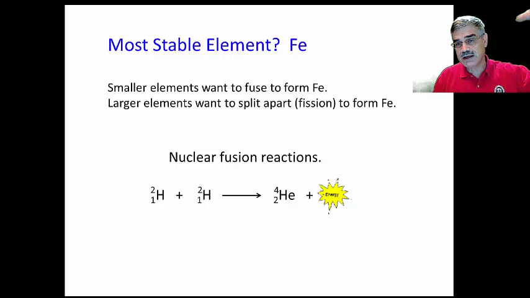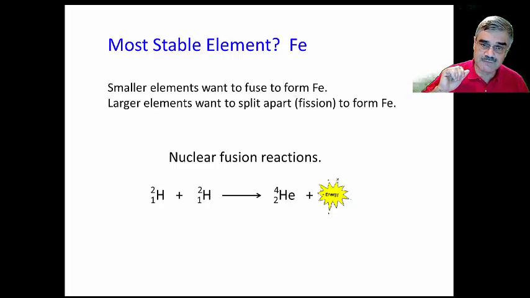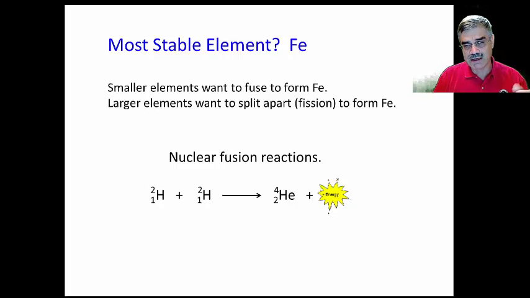So larger elements split apart, fission, smaller elements combine together, fusion, all trying to approach the most stable element in the periodic table, iron. So what we've defined is something called a nuclear fusion reaction, in which smaller elements combine together to form something larger.